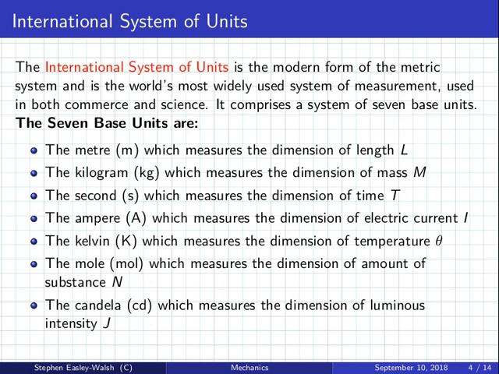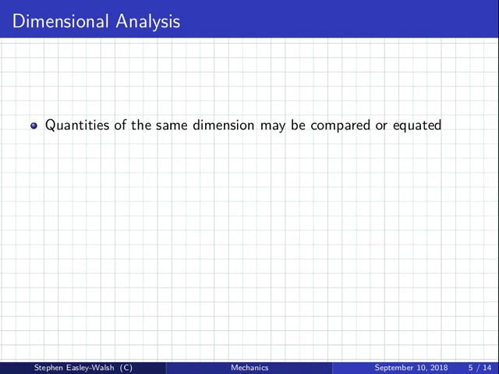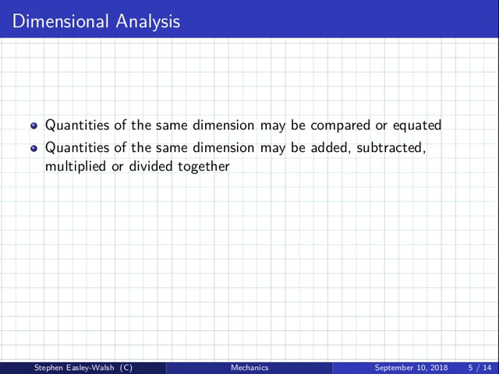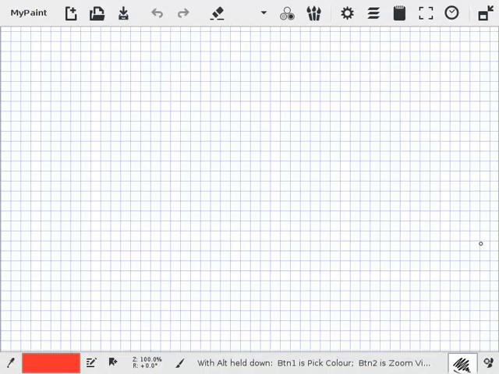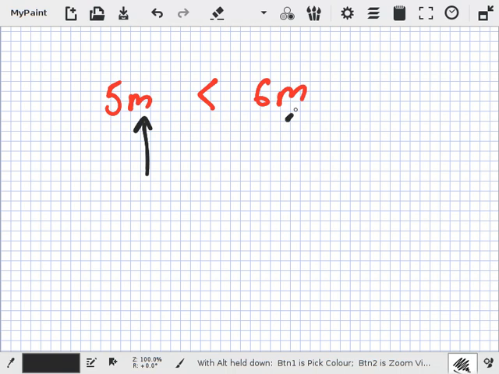Okay, can I go to the next slide? Do you have everything here? Right, now, quantities of the same dimension may be compared or equated. So what I mean by that is, you can say something like 5 meters is less than 6 meters. And the reason you can do that is because it's the same unit.